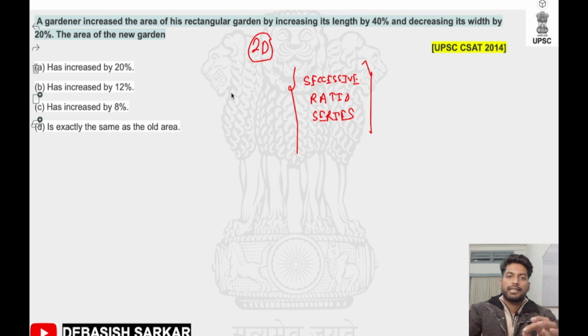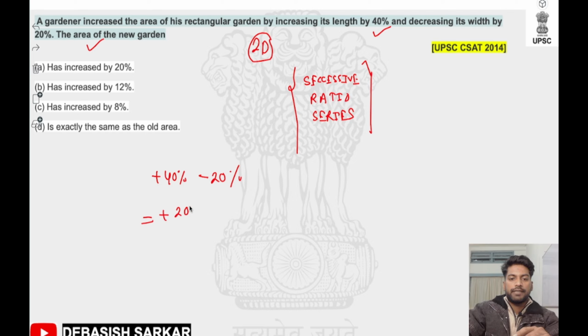Now see what to do, just write. I'm teaching you the successive method. I'm assuming you know the basics, that's why I'm not going into the concept. I'm just solving the PYQ. So length is increased by 40%, so write plus 40. And width is decreased by 20%, so write minus 20%. You must be thinking the area will be increased by 20%. Why? Because 40 minus 20 is 20.